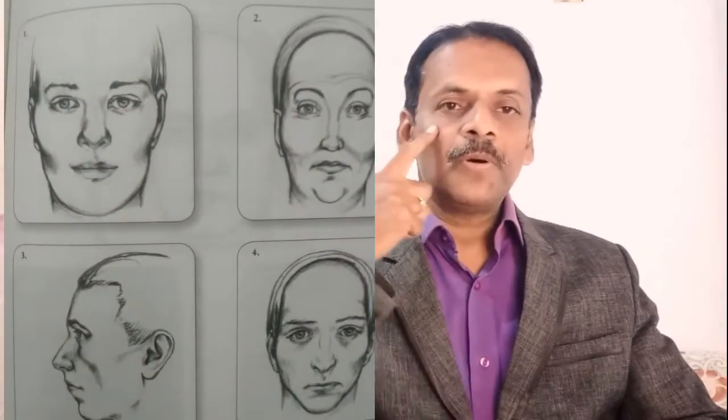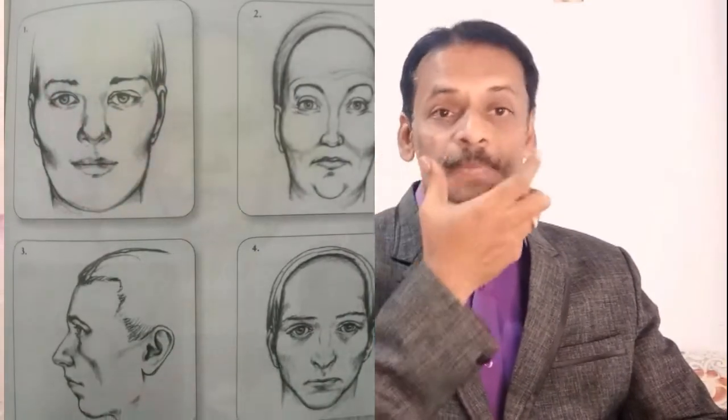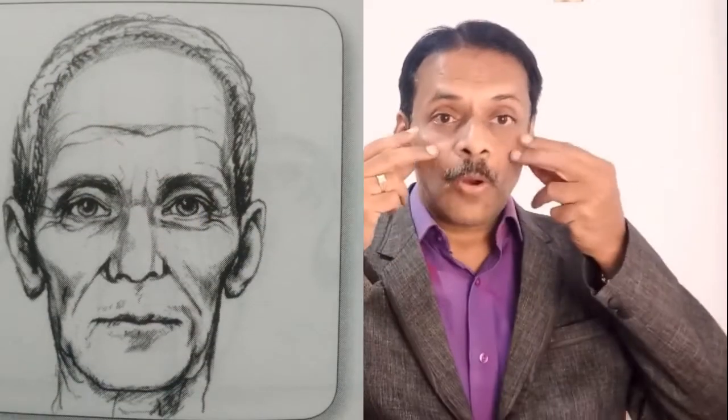Then coming to the next feature, that is cheeks. The cheekbones are very prominent. You might have seen a few people with very prominent cheekbones. That represents that the patient is syphilitic in nature. The syphilitic taint has affected that patient or person.